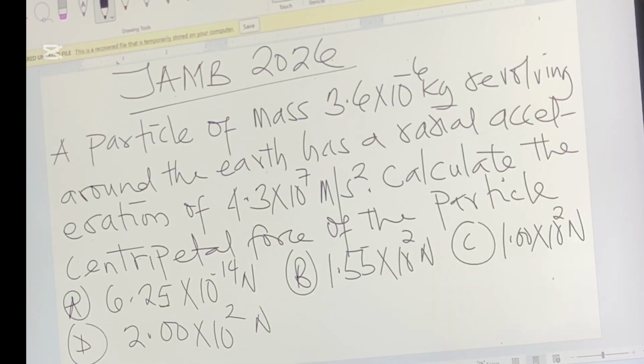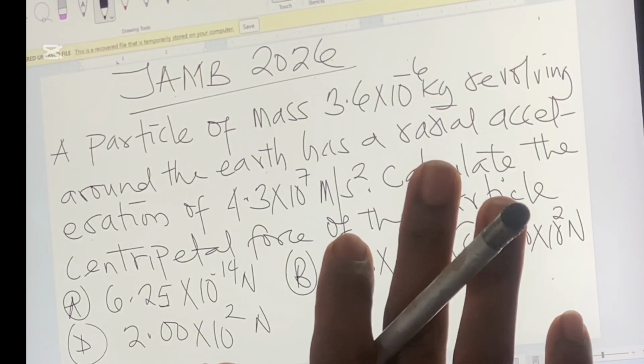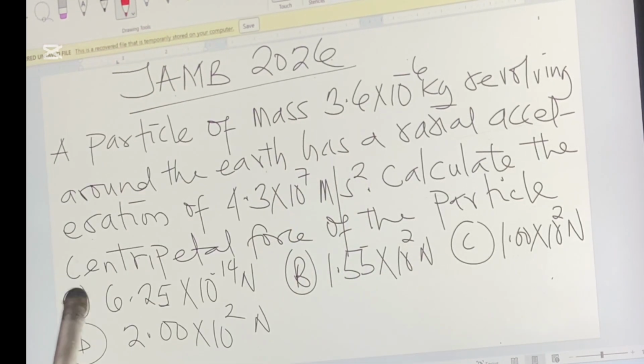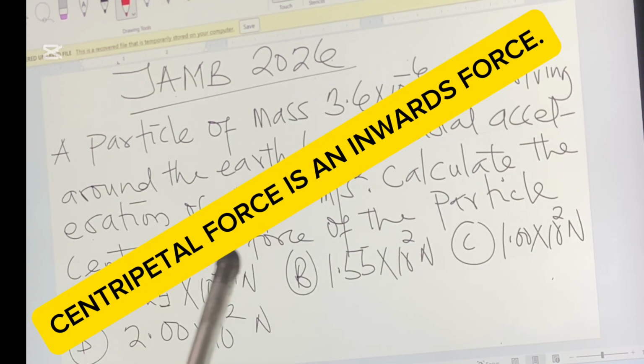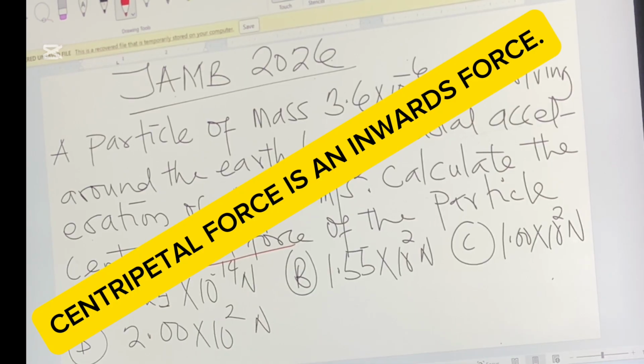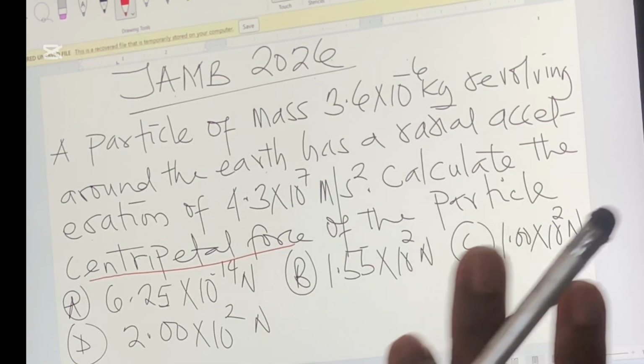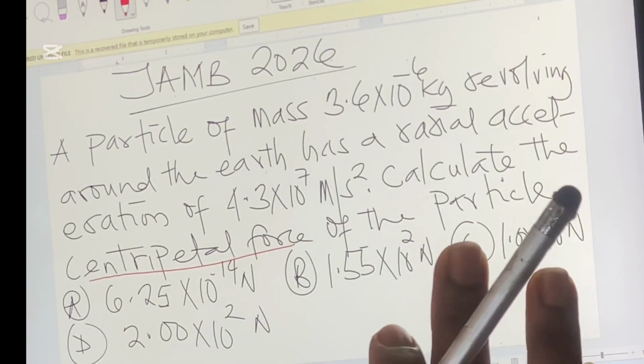Okay, now class, this video will review more on how to solve centripetal force. Of course, this word here, centripetal force, is a force in a circle that is an inward force. Okay, we have centripetal force, we have centrifugal force, though both of them are of the same formula, but centripetal force is positive, centrifugal force is negative.